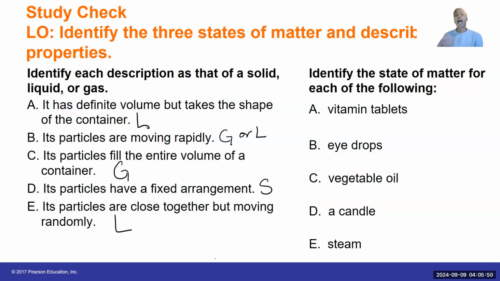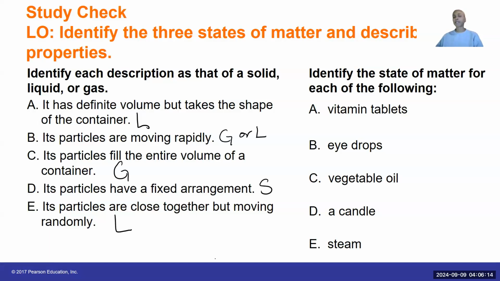And its particles are close together, but moving randomly. That's a liquid. I do want you to note that even in a solid, all of the particles are vibrating. Can you see me moving? Barely, right? They're all vibrating unless we get to absolute zero, which is the coldest temperature that we have on record, right? And that is where particles do not vibrate at all.